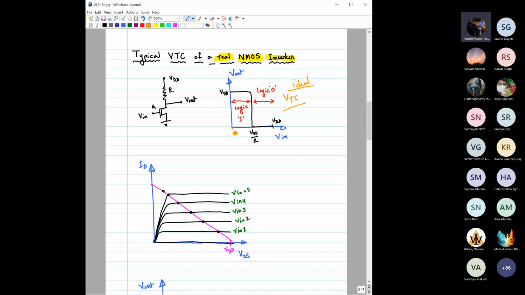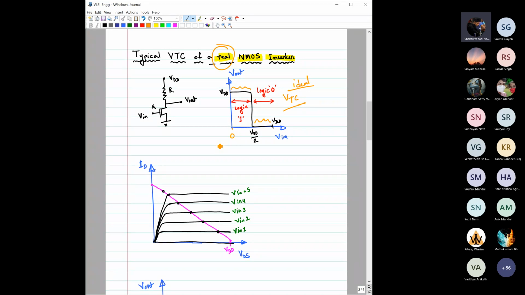So here you can see from 0 volt to VDD by 2, the output voltage is at VDD, meaning logic 1, and from VDD by 2 to VDD, the output is at logic 0, that means 0 volt. So it is the ideal case. But if you now consider a real NMOS inverter, which is this one, then how will this VTC change? Let us discuss that.